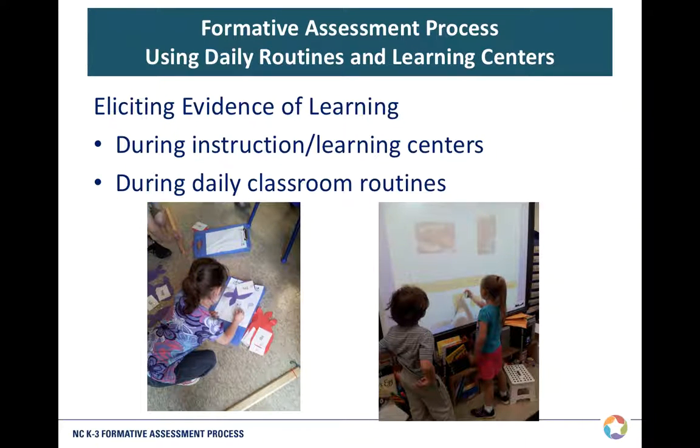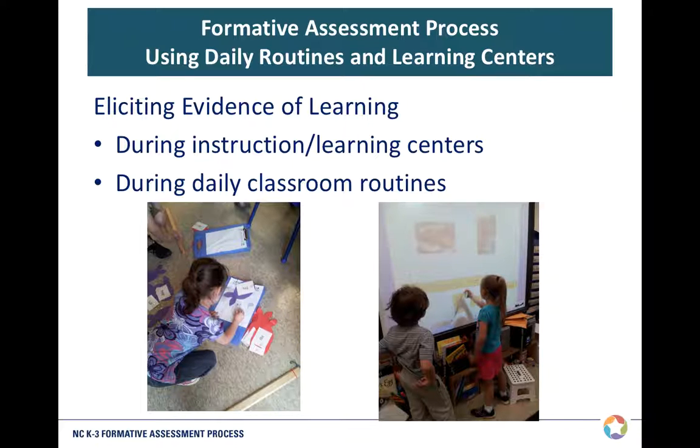One way teachers across the state are eliciting evidence of learning is through the use of learning centers. Now, a learning center may contain content-specific tasks assigned by the teacher, or may be set up such that the child self-selects a task, or it even may be a combination of both, where the teacher has assigned tasks and there are self-selected tasks available. Another way teachers elicit evidence of learning is during daily routines.